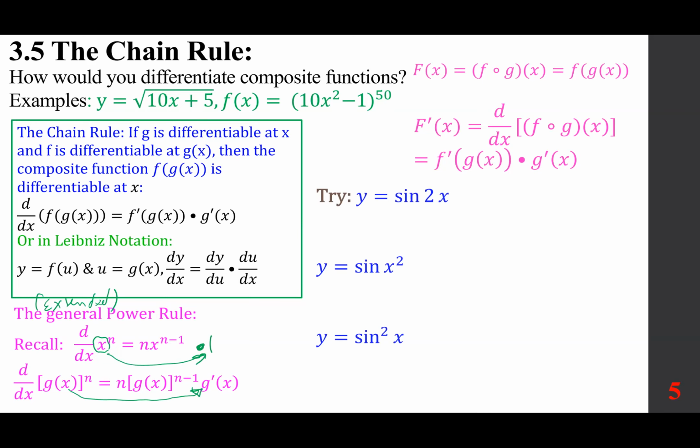Now, a set of examples that will help us understand this better is what you see here, and I'm going to explain how we do that. That makes it easy to find the answer. For example, the first one is sine 2x, the second one is sine x squared, and the third one is sine squared x. Whenever you deal with these types of functions, you need to know what is the shell function, the outer function.